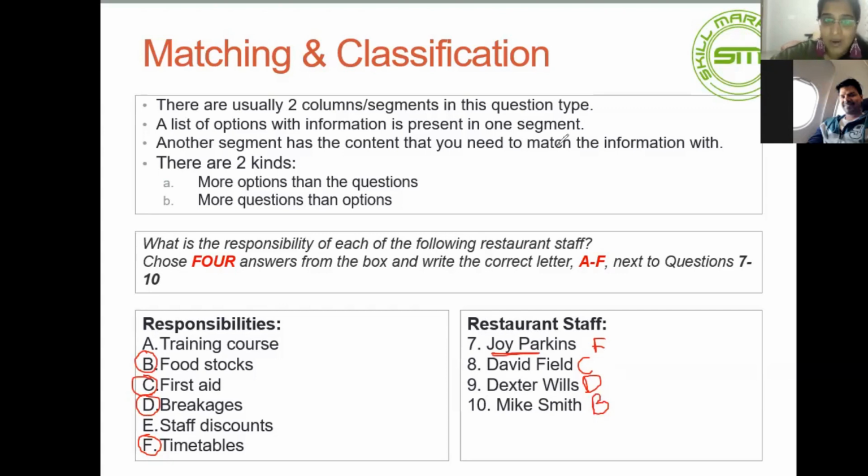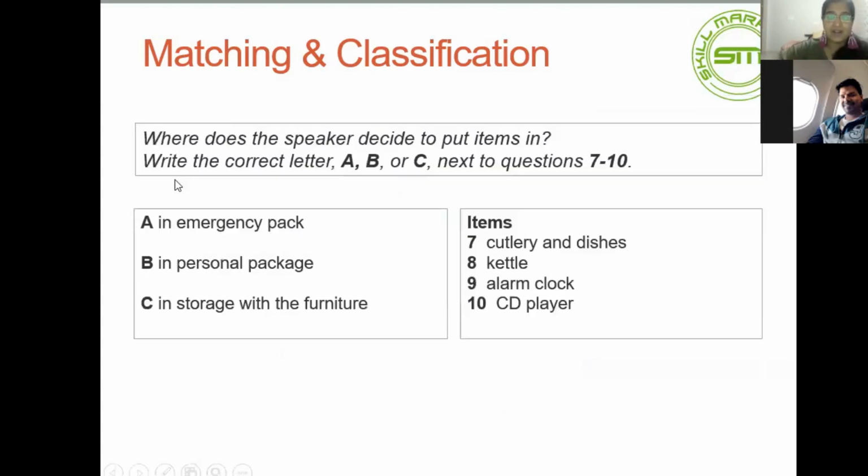Great. Now here you saw more options than the number of questions. Let's quickly do another one. Basically you have 4 questions: cutlery and dishes, kettle, alarm clock, and CD player. And then you have only 3 options: in emergency pack, in personal pack, in storage with furniture. Where does the speaker decide to put items? So there are 3 places.